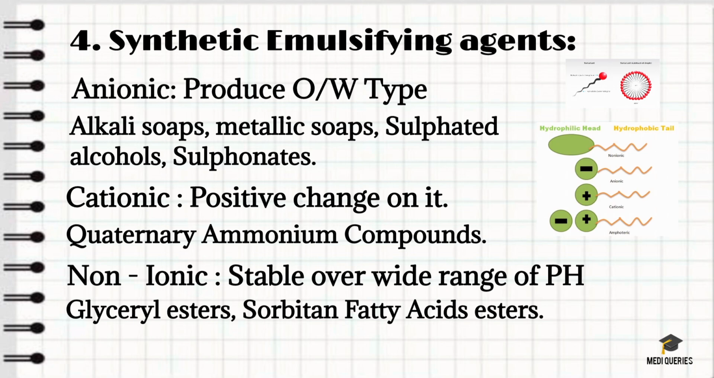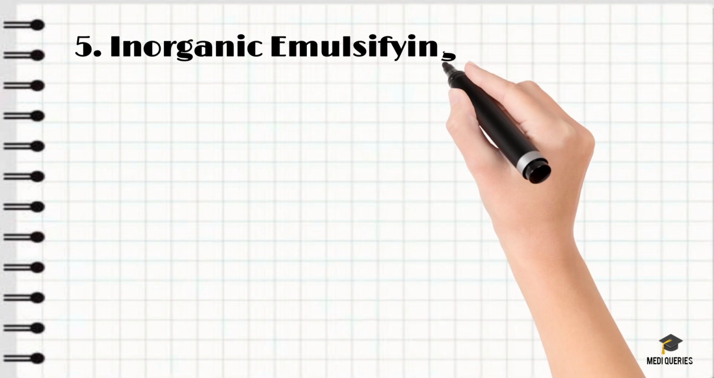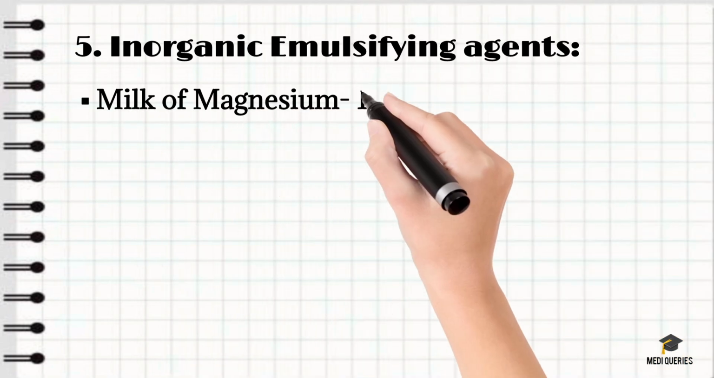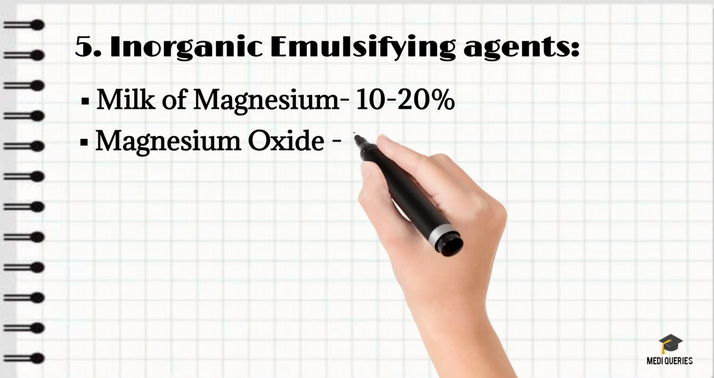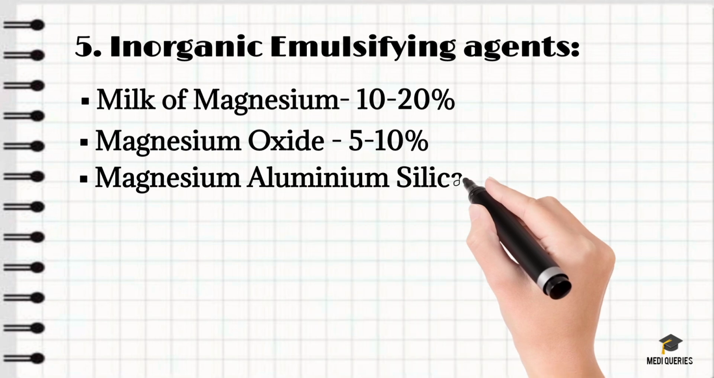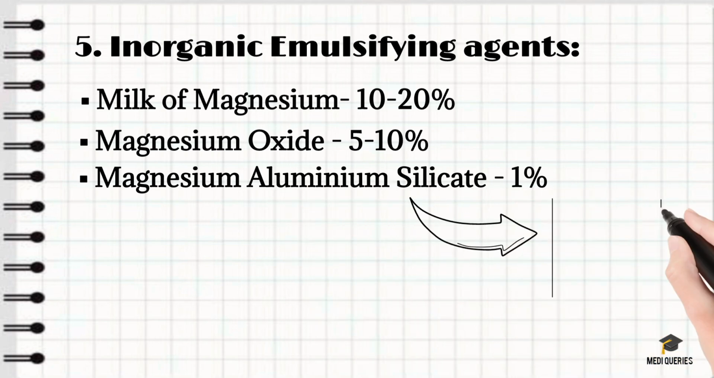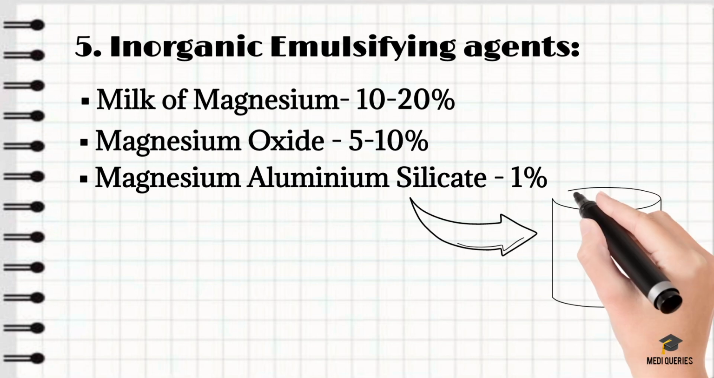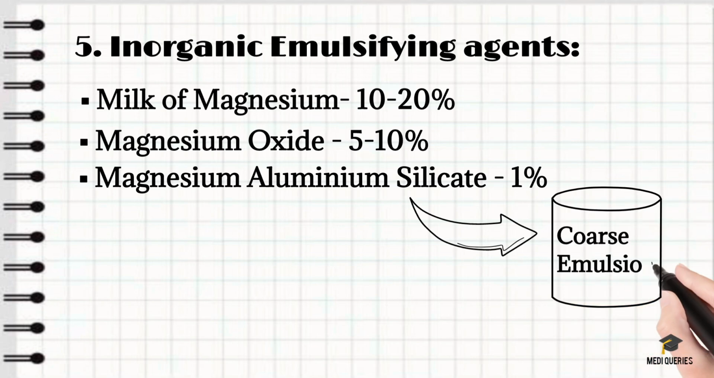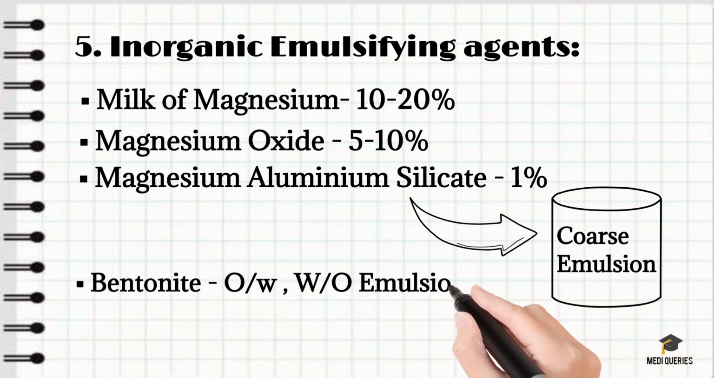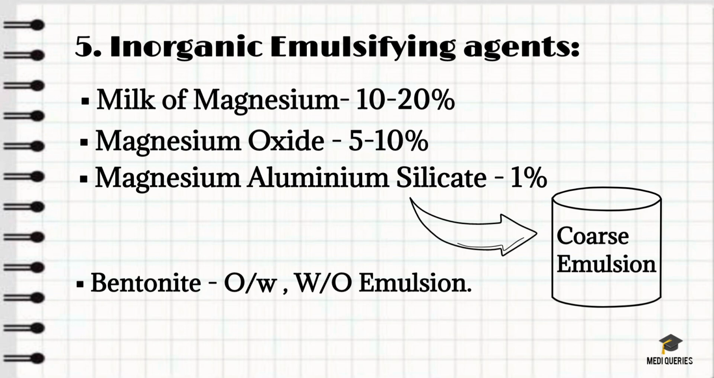And the next type of emulsifying agent is the inorganic emulsifying agents. Several inorganic substances such as milk of magnesia in concentration of 10 to 20% and magnesium oxide in the concentration of 5 to 10% and the magnesium aluminum silicate are used to prepare the coarse O/W type emulsions here. So bentonite is used to prepare the O/W type or W/O type emulsions.